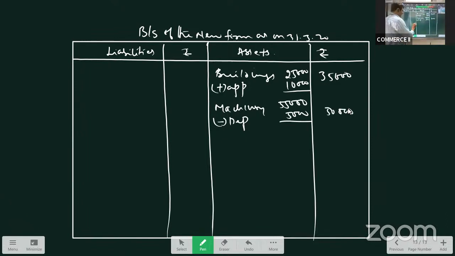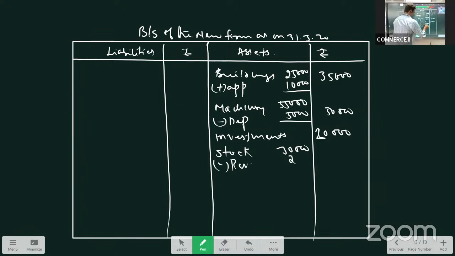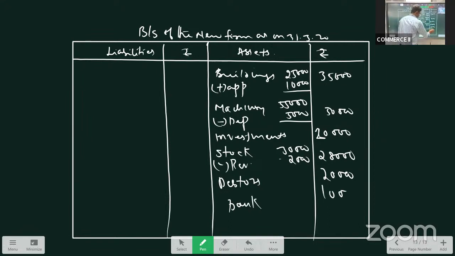Then investments, 20,000. Sorry, investments are 20. Stock is given as 30 and it is revalued by 2,000. So we have 28,000. Debtors, there is no change. Let us take as it is, 20,000. And then bank balance, we have 10,000.